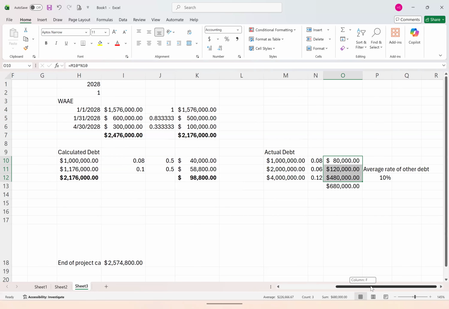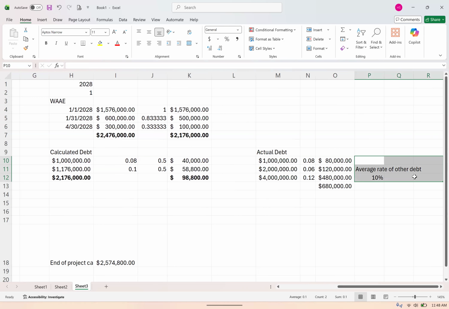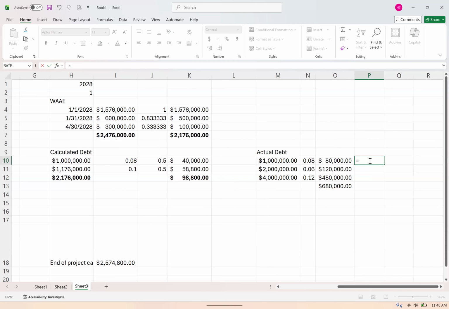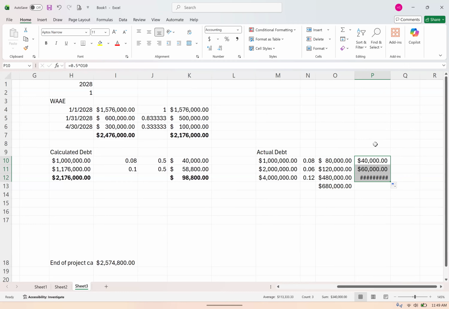Let me do that really quick because it might not make sense otherwise. It's equal to 0.5 times that. Now you're going to see. All right. So there we go. So the actual debt for half of the year is going to be the 340,000.